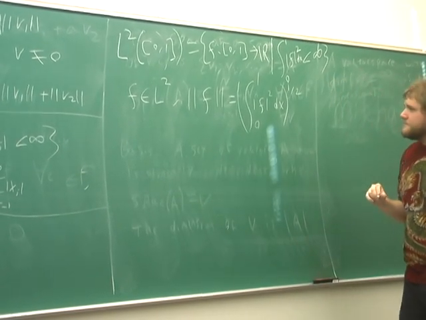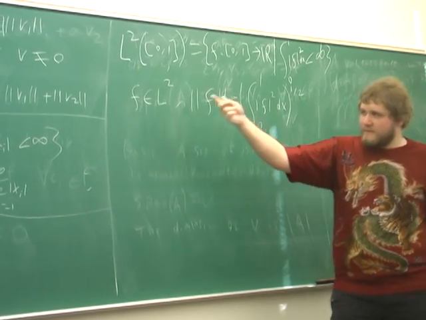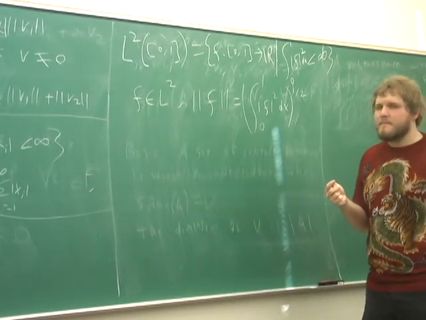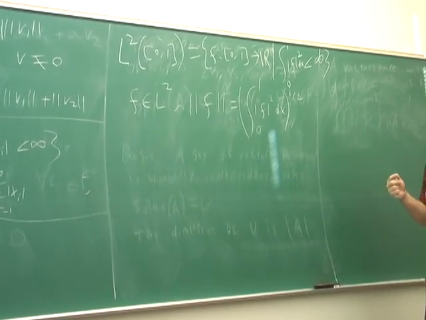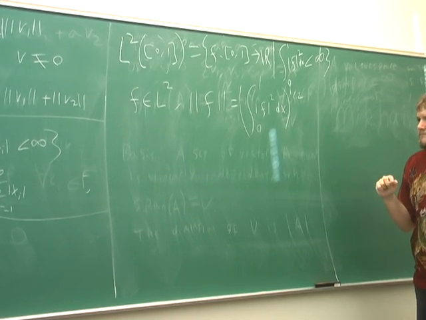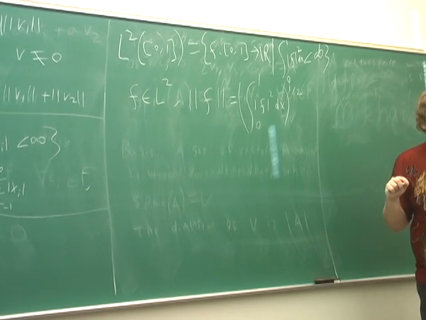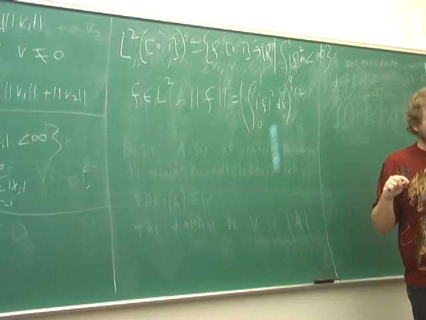To the 1/2. Right. And then we can show that this satisfies all of these axioms. So you could replace 2 by p and then you get the L^p norm. Right. So are there any questions? Is this mostly review for everyone?